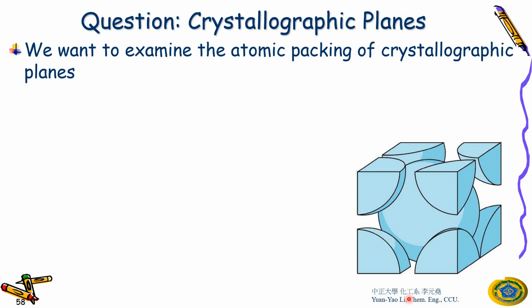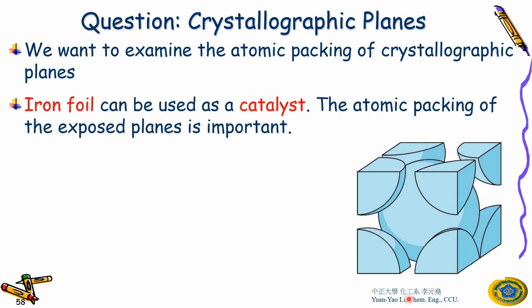Right. So now this question is very important. I want you to understand why we need to learn linear density and planar density. So the question here is the crystallographic plane. We want to examine the atom packing of the crystallographic plane. So for example, if you have a foil, when you are at home, you use aluminum foil, right? 铝箔纸, right? Aluminum foil. And now in this question, we're talking about iron foil. Instead of aluminum foil, this is iron foil. Iron foil can be used as a catalyst.